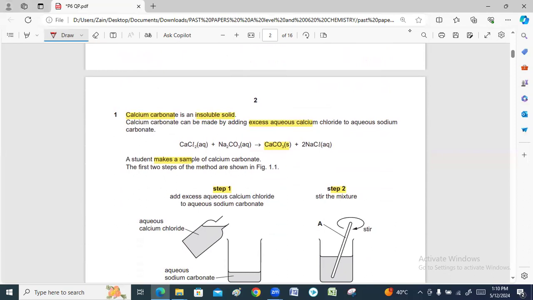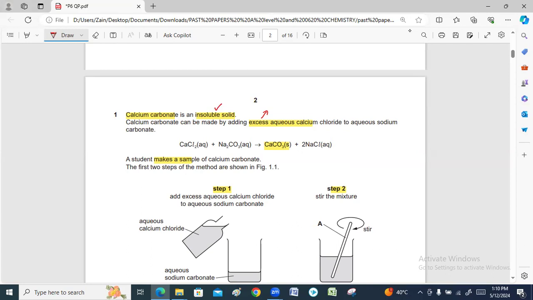This question says that calcium carbonate is an insoluble solid, and calcium carbonate can be made by adding excess aqueous calcium chloride to the aqueous sodium carbonate. So the aqueous calcium chloride is in excess. This is the reaction between calcium chloride and sodium carbonate, and this is a precipitation reaction in which we are getting the calcium carbonate insoluble solid. The idea is already in the question.